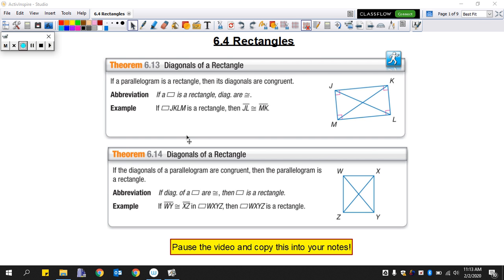The diagonals of a rectangle theorem says that if a parallelogram is a rectangle, then its diagonals are congruent. So KM is congruent to JL. The converse of that says that if we have a parallelogram with diagonals that are congruent, then the parallelogram is a rectangle. So pause the video and copy these two theorems into your notes.